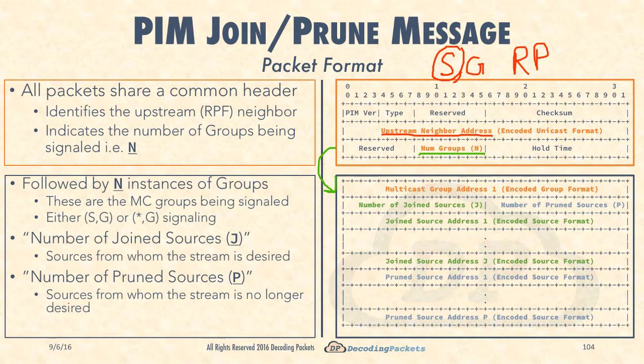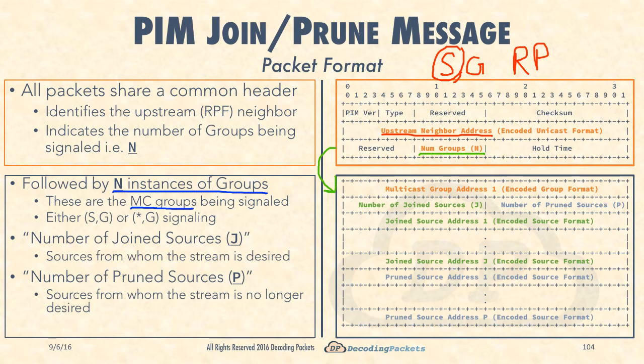Because once you're done with that first common header, that is followed by n number of instances of the groups. If you have said that there are n groups carried therein, then you would have information about n number of groups. These are the actual multicast groups that are being signaled. So these are all of the streams that you want to join. Now you may want to join S, G streams or star, G streams, but these are all of the multicast groups you're interested in. All of those multicast groups would be carried individually. I'm only showing one of those here.